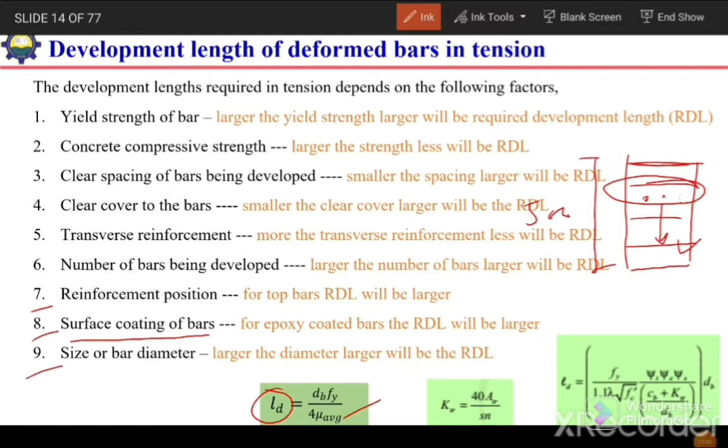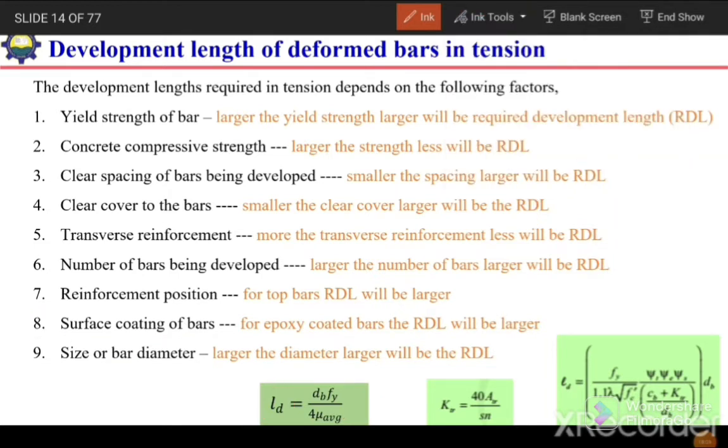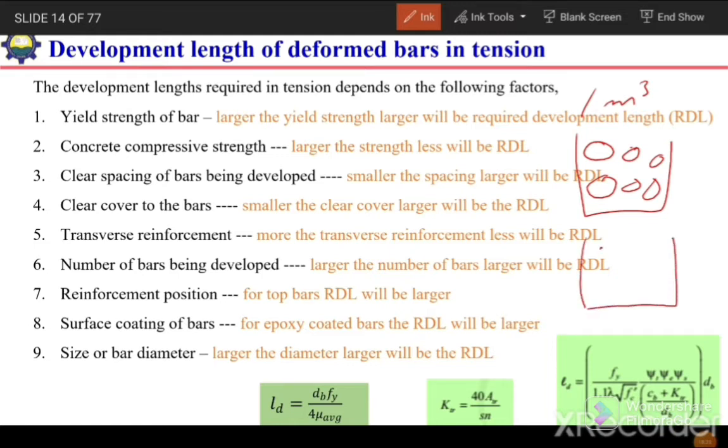Point 9 is the size or bar diameter. We know, the larger the diameter of the particles... For example, we have a volume of sand equal to, we can say, 1 meter cube, and if we fill that 1 meter cube with the larger particles and we calculate the surface area of these particles, compare it with the smaller size particle, the surface area in case of smaller size particle will be more as compared to the larger particle.